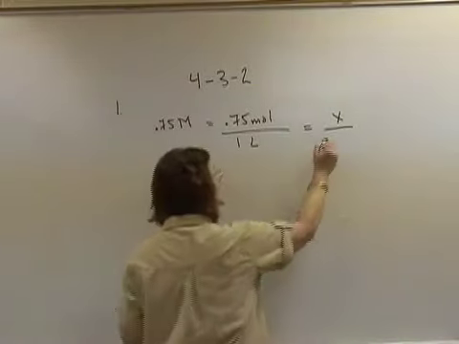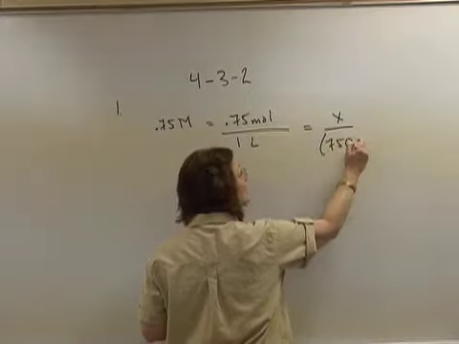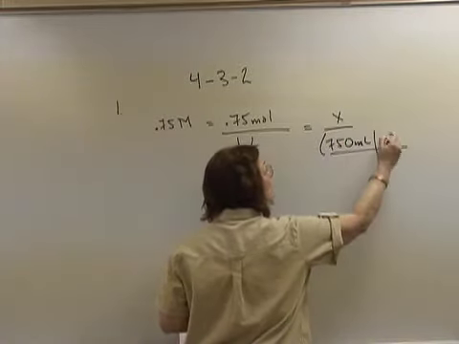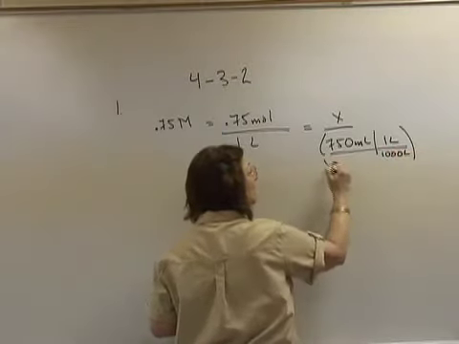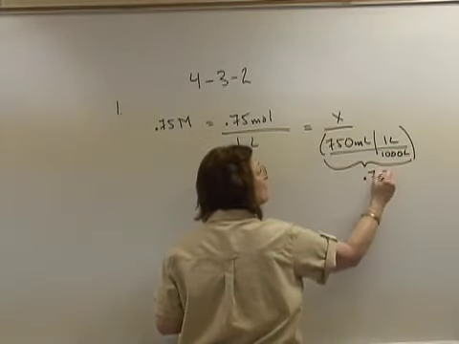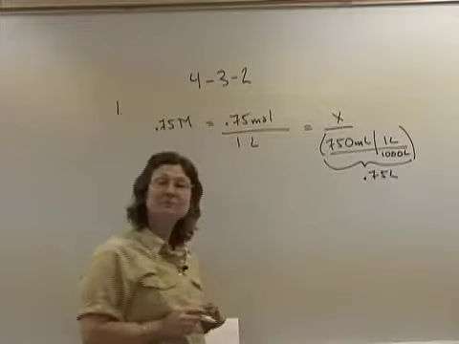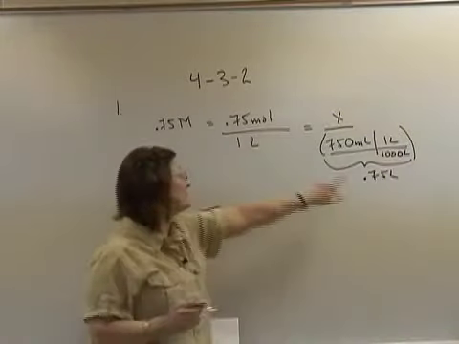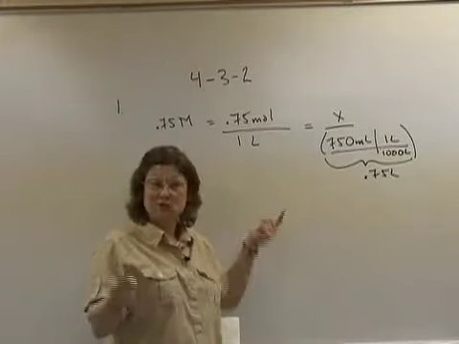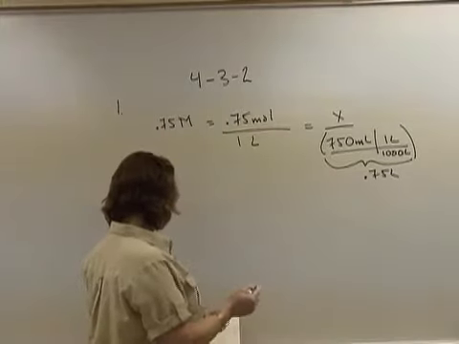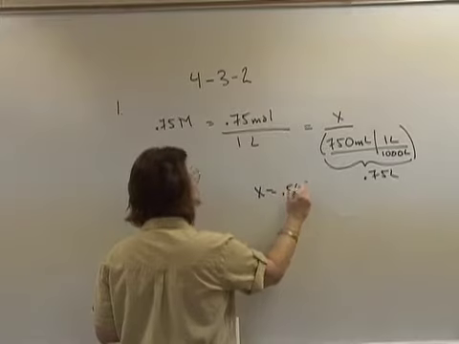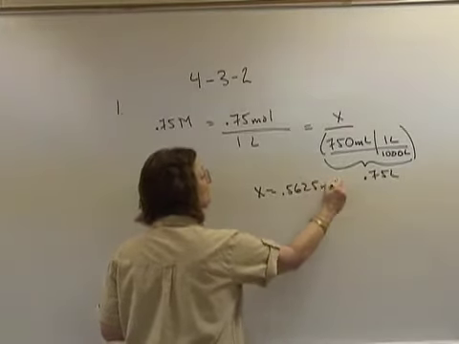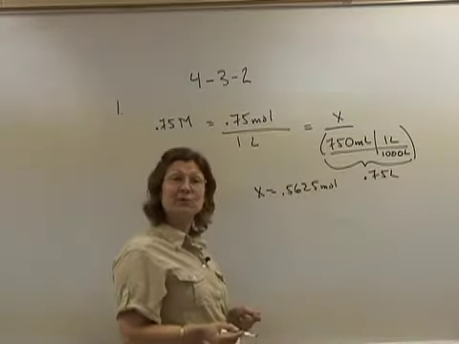And I am given 750 milliliters. And therefore, I must change it to liters. And this value then is 0.75 liters. Because I have liters here, I must have liters here. Then I just cross multiply. And when I cross multiply these two numbers, then X is equal to 0.5625 moles of my cadmium hypochlorite.